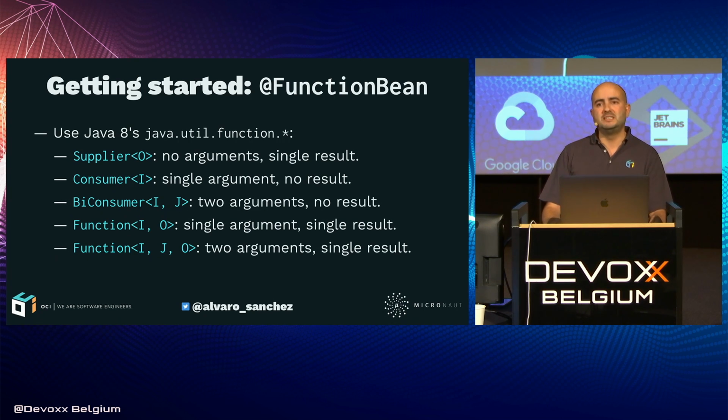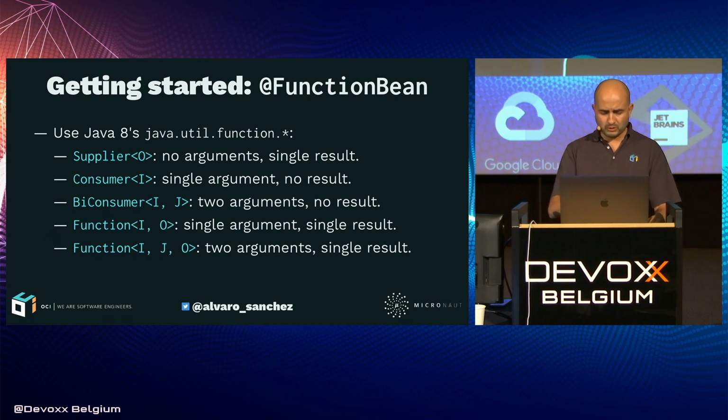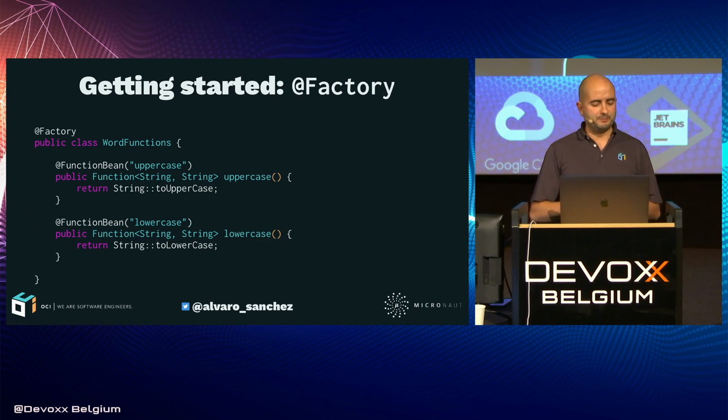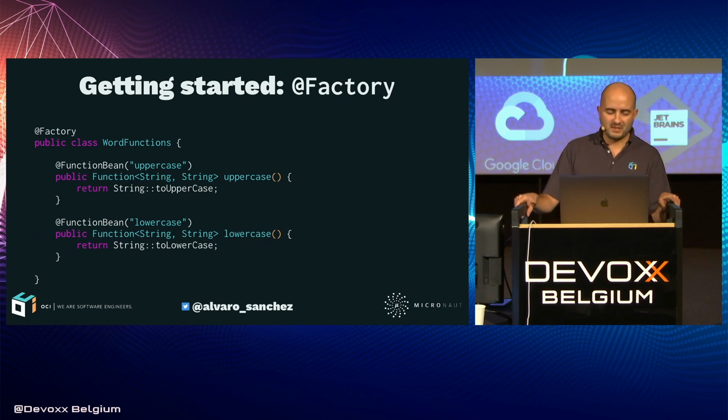To implement your function in Java 8 or in Java, you use Java 8's functional interfaces, depending on what your function is doing. Those are the ones supported. Or you can alternatively, instead of having a function bean, have a factory class, which can produce multiple function beans, like in this case. I'm returning a lambda here, or a method reference, sorry. So that's another option.